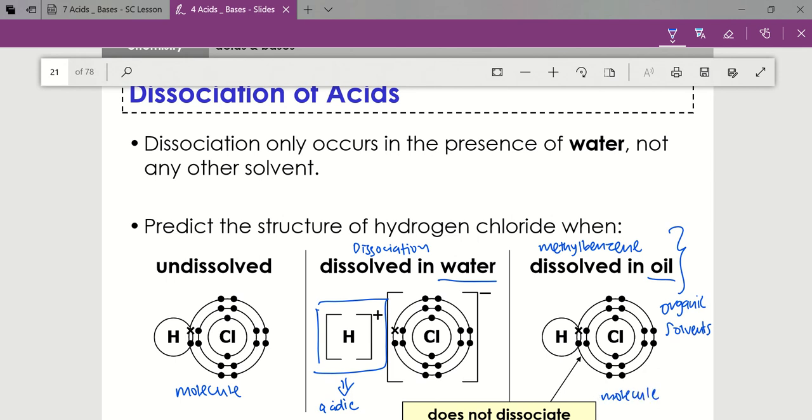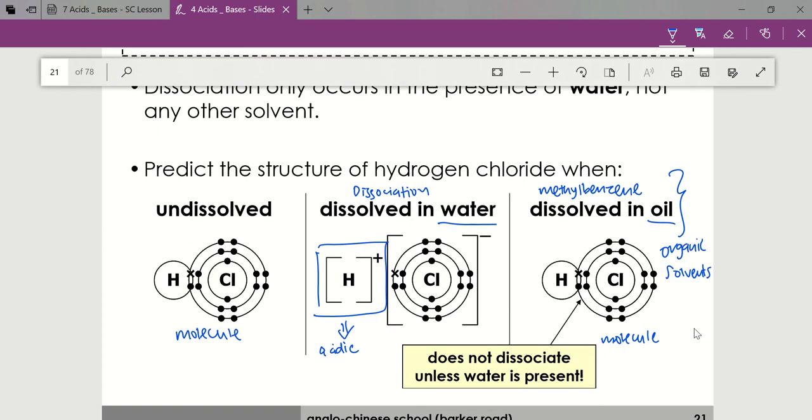Hence, if I were to place, let's say, a dry universal indicator into this mixture, it will not be able to detect any change in pH at all. So that dry universal indicator paper should remain green. Please take note that the dissociation process only happens provided water is present. This is a very, very important fact.